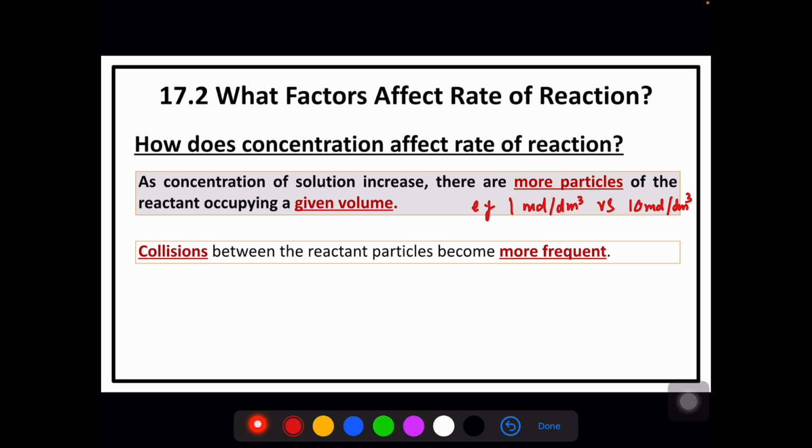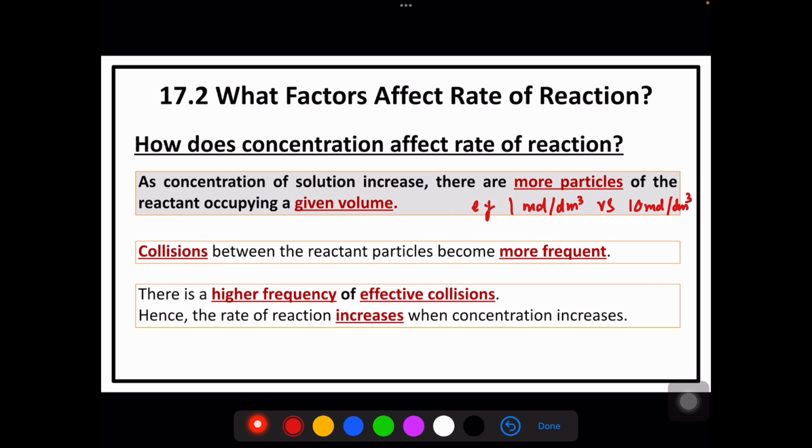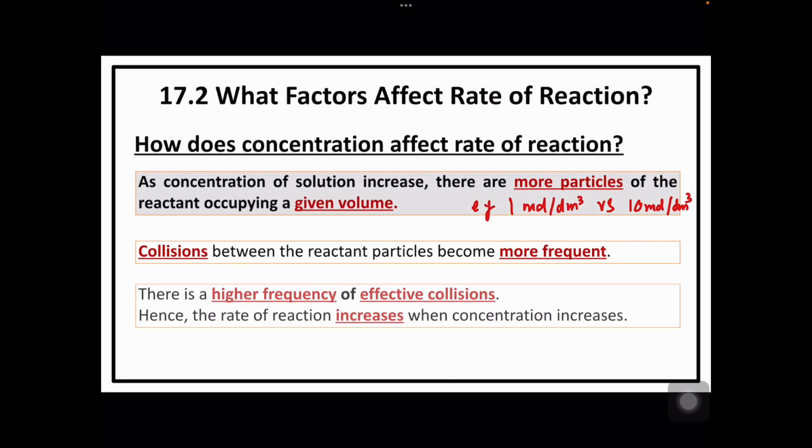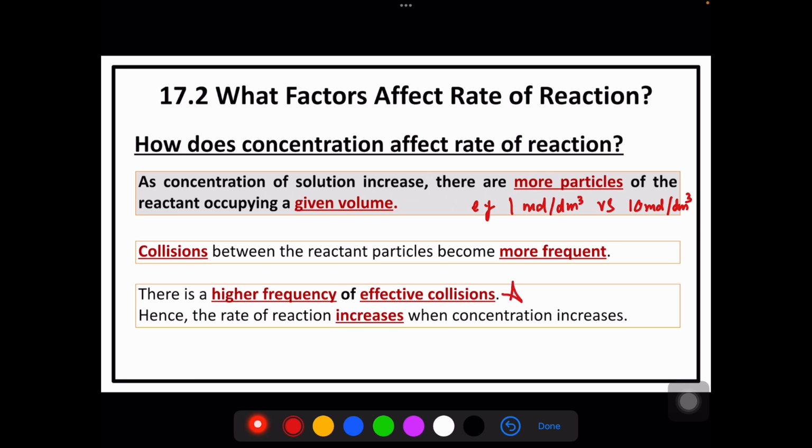Now look at the term over here. What we're trying to say is that this time around, the chances of the particles hitting against each other actually increases. But does this mean that the rate of reaction will increase? Actually not. What really affects the rate of reaction is that now there is this higher frequency of effective collision. And this is the key idea that you must take note of.